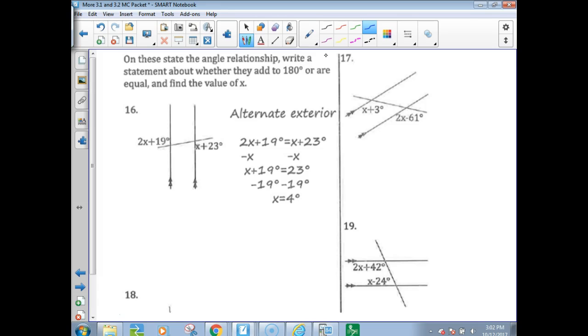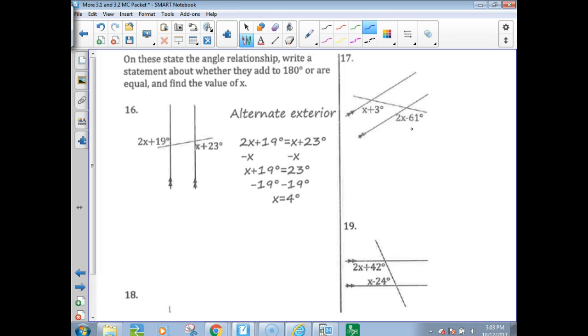I can explain what you're to do and how to do a couple of them. All right, so on this page, it says on these, state the angle relationship, write a statement about whether they add to 180 or are equal, and find the value. These are alternate exterior angles. The author of this packet said then, of course, you're going to set them equal and solve.